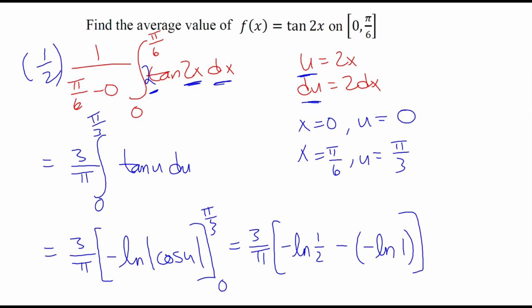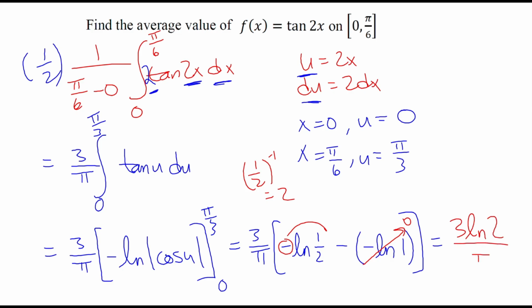And so now we should be able to simplify this all down really nicely. The natural log of 1 is 0, so all of that just goes to 0. And the negative natural log of 1/2, well, if you bring this in as an exponent, right, that becomes 1/2 to the negative 1, which is just 2. So really that's 3 over pi times the natural log of 2, or 3 natural log of 2 over pi.